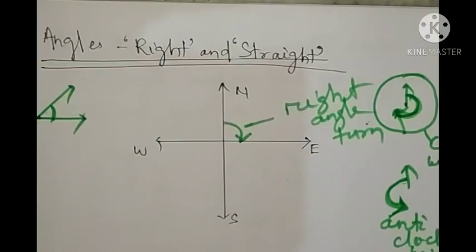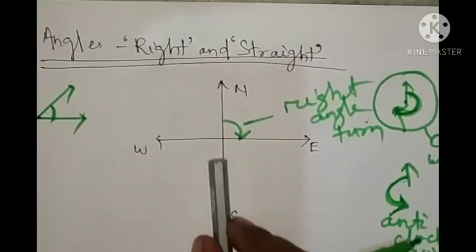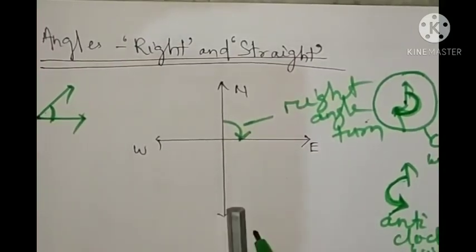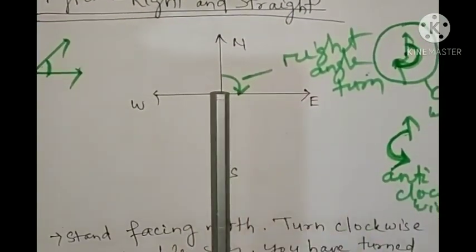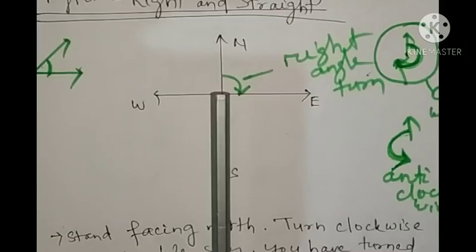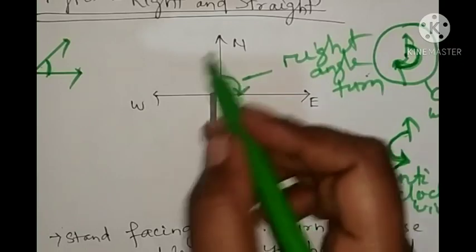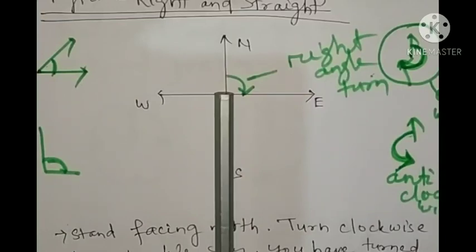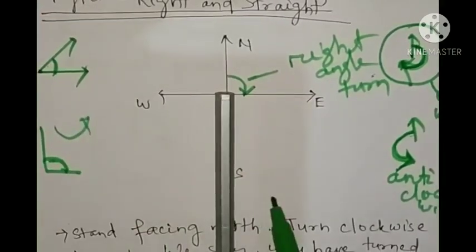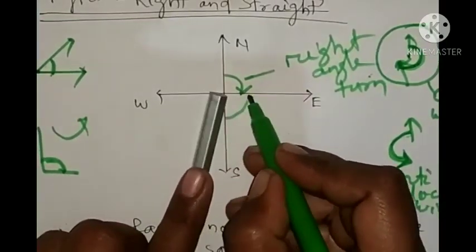Next, you now face the south. Let's face the south. This is south. So face to the south. Then if you turn a right angle in the anti-clockwise direction, which direction will you face? If you turn a right angle in the anti-clockwise, anti-clockwise means opposite. So you will turn like this. So this is an anti-clockwise right angle.